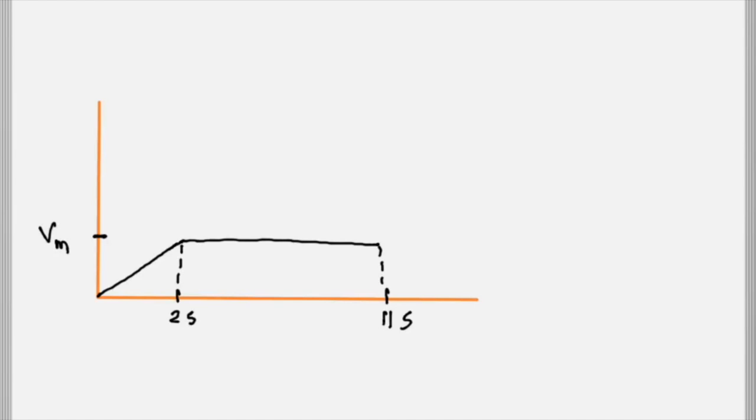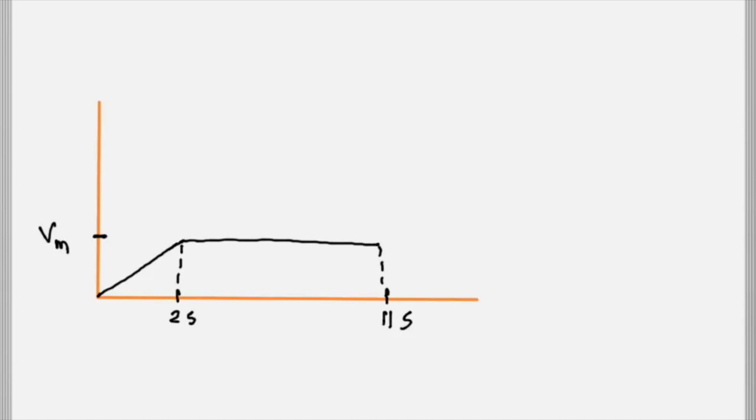And first 2 seconds he was accelerating and then maintained the velocity. So that's the 2-second mark. That's 11 seconds, isn't it? And you're asked to find the maximum velocity. Maximum velocity. And then I did tell you that if you find the area, you will get the total displacement, didn't I? And what's the total displacement? 100 meters.